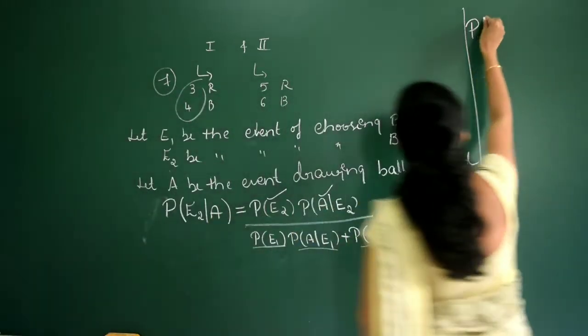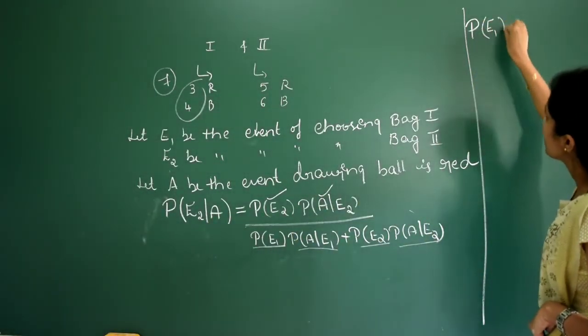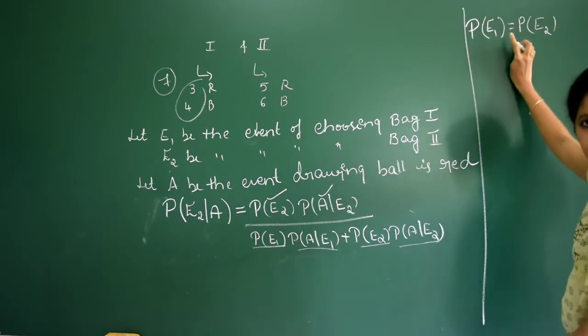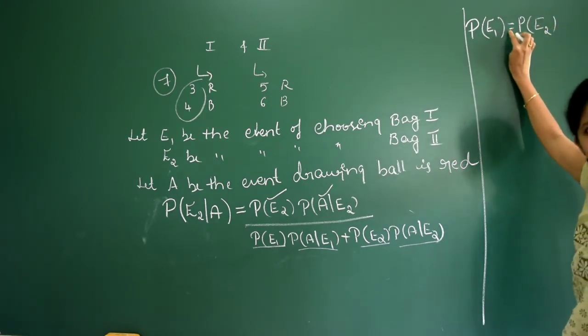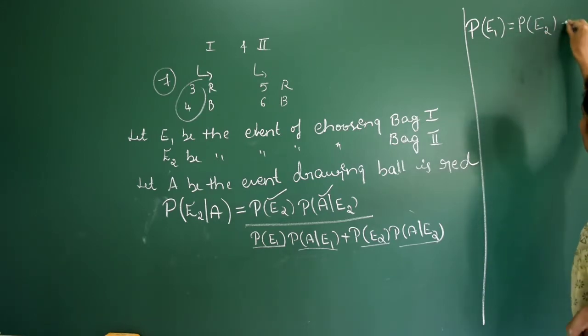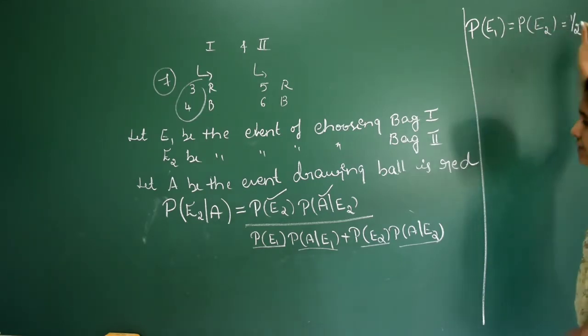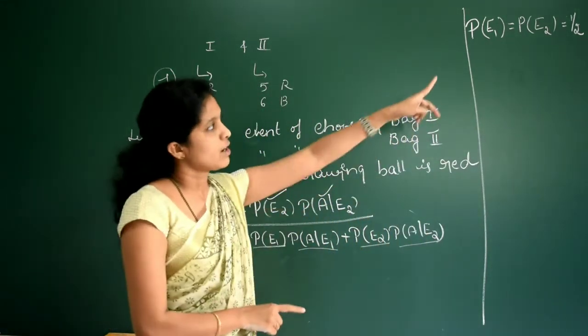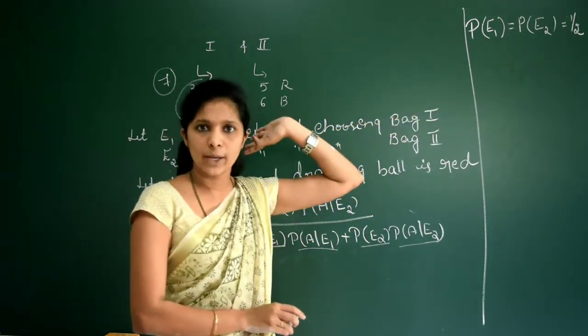So first, say probability of E1 is equal to probability of E2, choosing a bag. It may be bag 1 or bag 2, will be equal to 1 by 2, right? Total bags are 2. So choosing the first bag will be 1 by 2, and choosing the second bag is also 1 by 2.